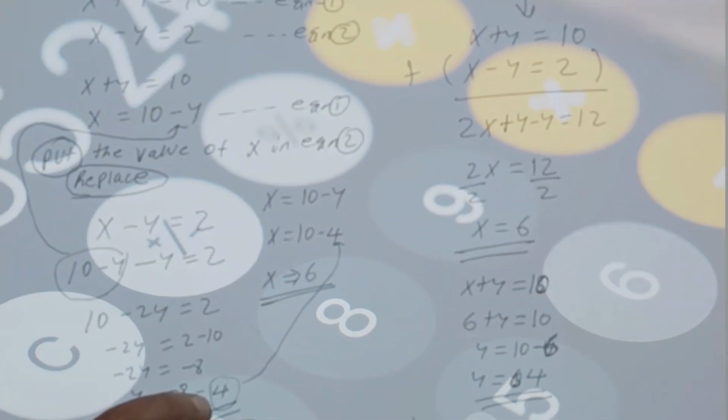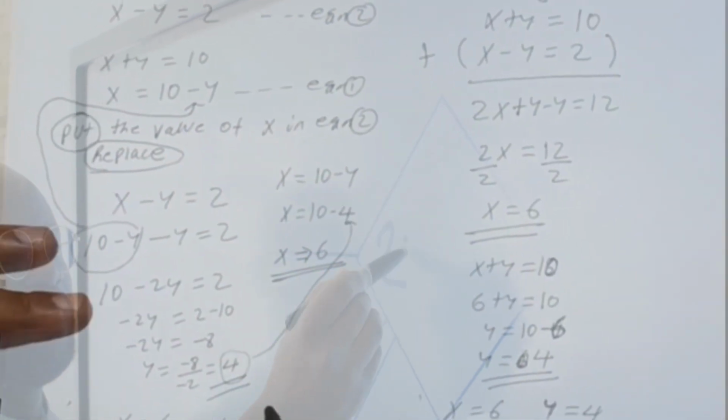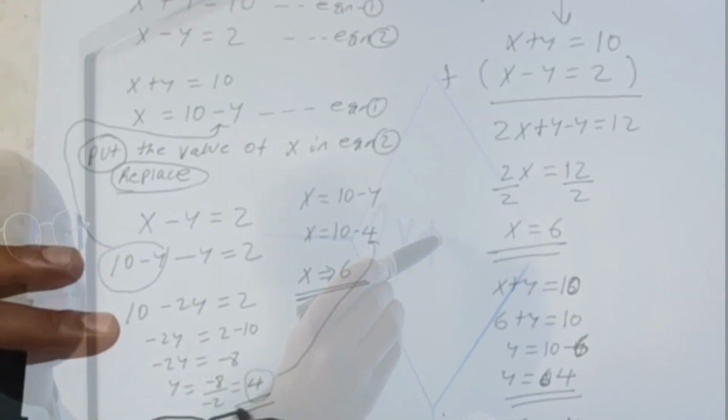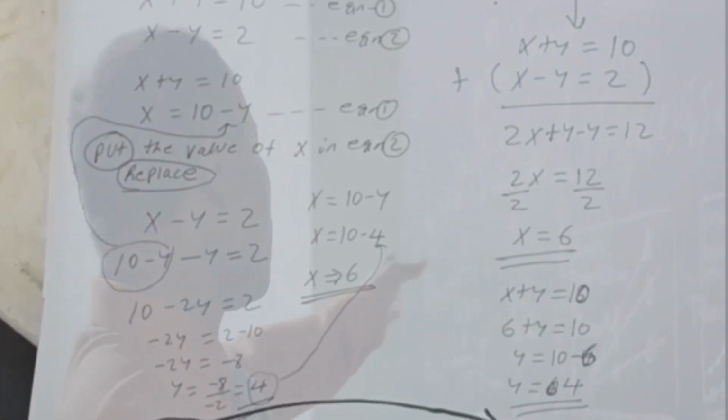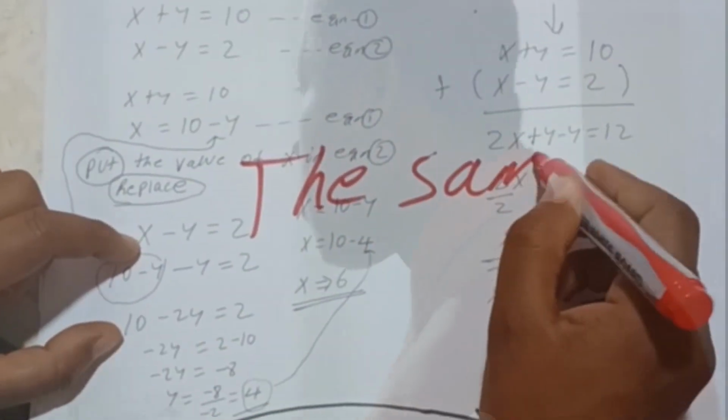Now that we have the value of y, we can substitute it back into the first equation to find the value of x. X equals 4 divided by 3 plus 3. This gives us a value of x, and voila! We've successfully solved the pair of simultaneous equations using substitution.